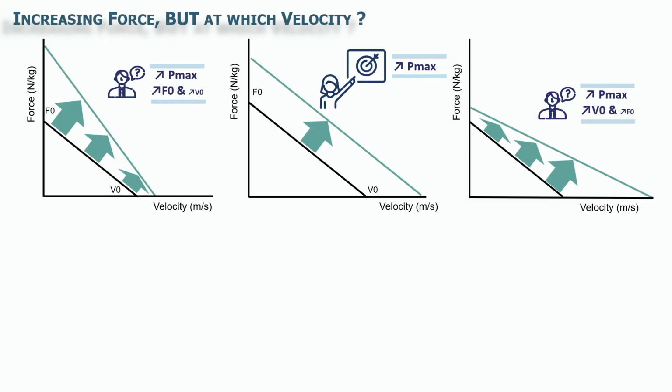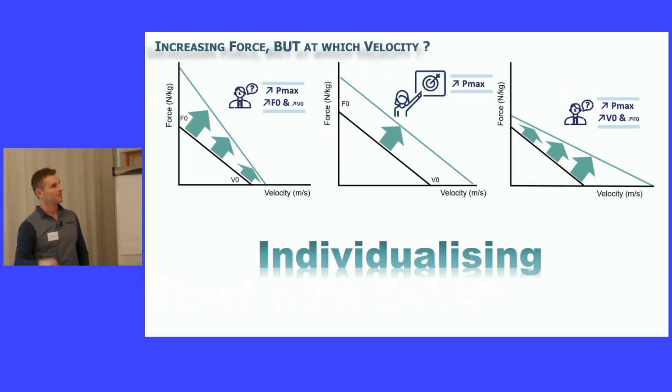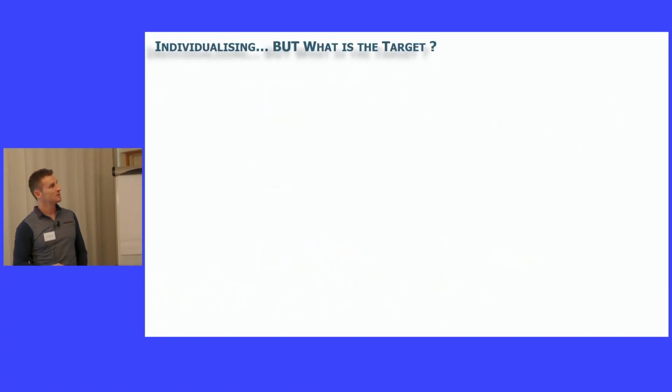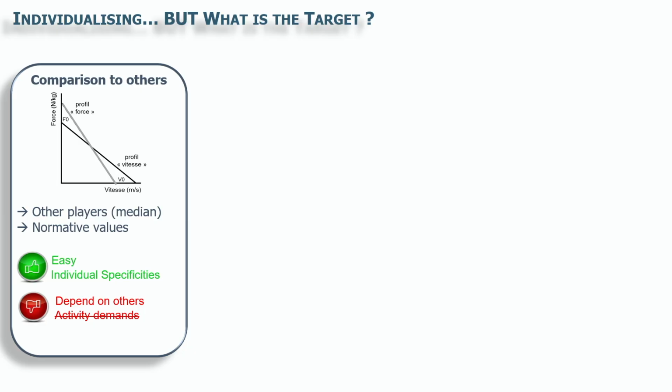So it's a way to individualize training. You can adopt a different training for different athletes. But when we talk about individualization, we need to have a target toward which profile we have to change the force velocity profile of the athletes. There are three ways to find the target. The first solution is to compare to others.